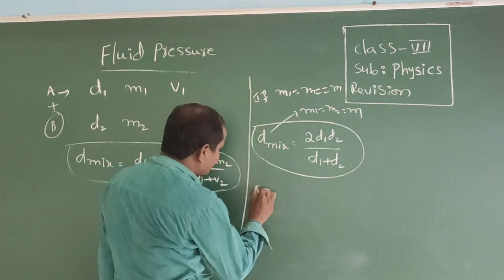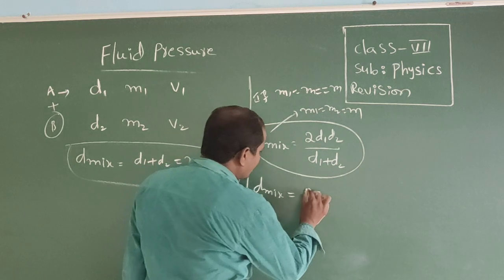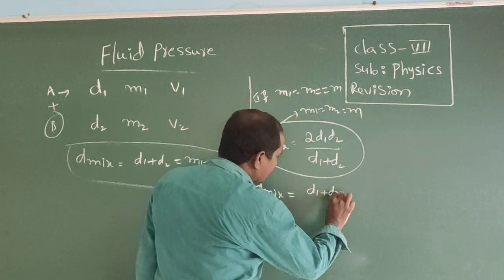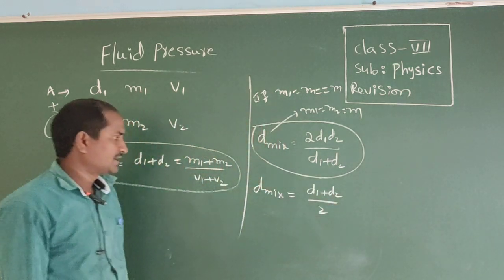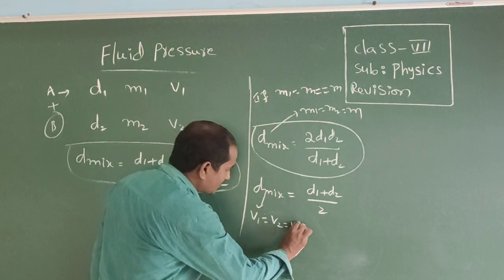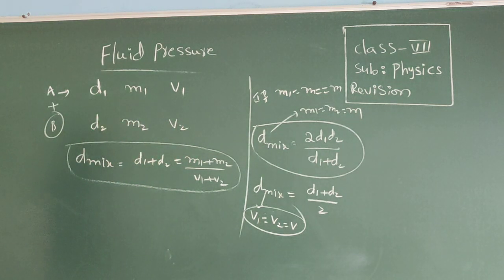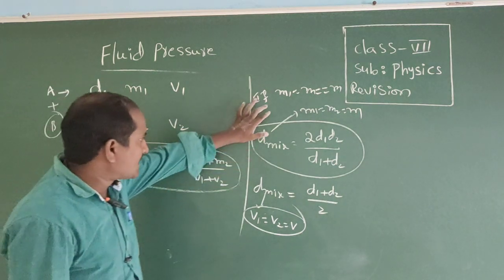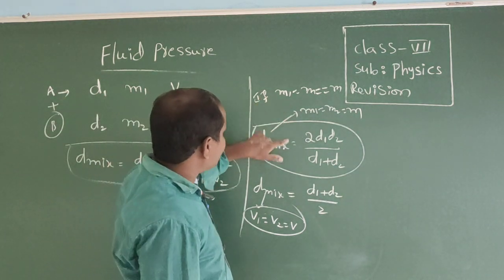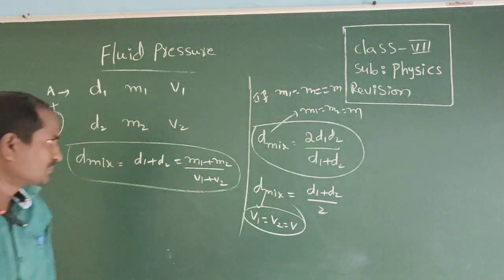If volumes are equal, V1 equals V2 equals V, then the density of the mixture equals D1 plus D2 by 2. If masses are equal, then the density of the mixture equals 2 into D1 D2 by D1 plus D2.